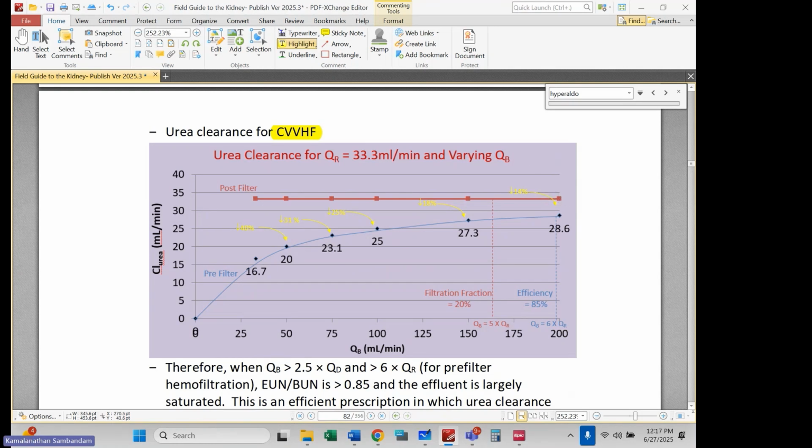The problem with running lower blood flow rates when I'm in post-filter mode is that I start getting hemoconcentration and I predispose to clotting. My filtration fraction goes higher as I run slower blood flow rates. Okay?